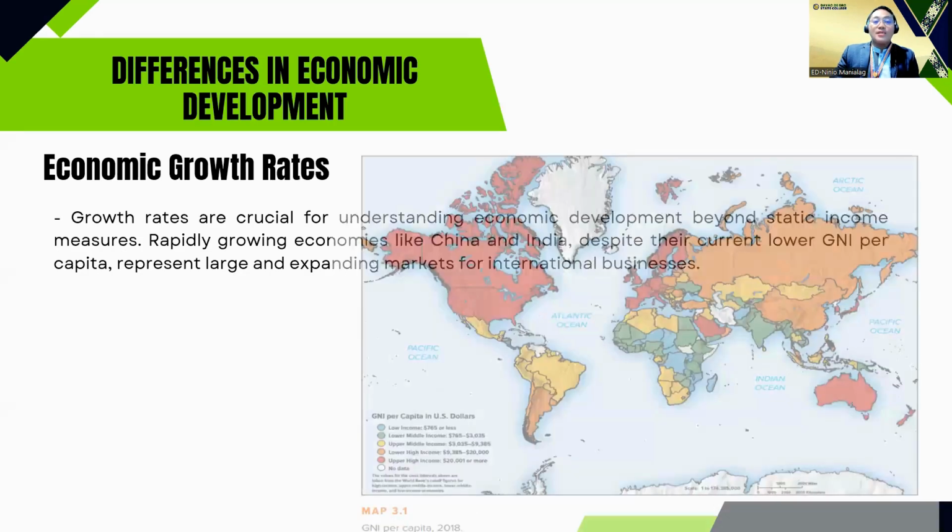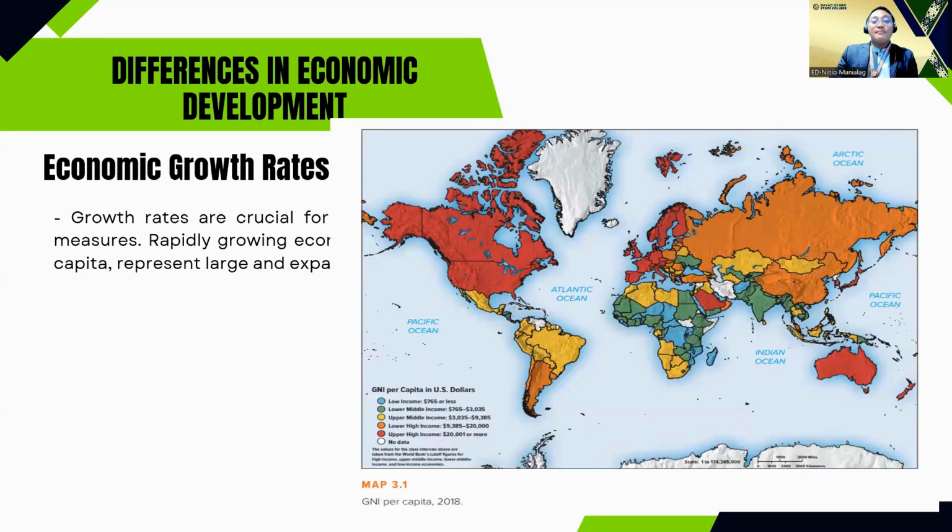Now let's take a look at this particular map. This map presents the global distribution of gross national income, or GNI per capita, for the year 2018, using a color-coded system to indicate the different income levels. The blue indicates low-income countries where GNI per capita is $765 or less. This region represents the world's poorest economies where citizens earn the lowest income.